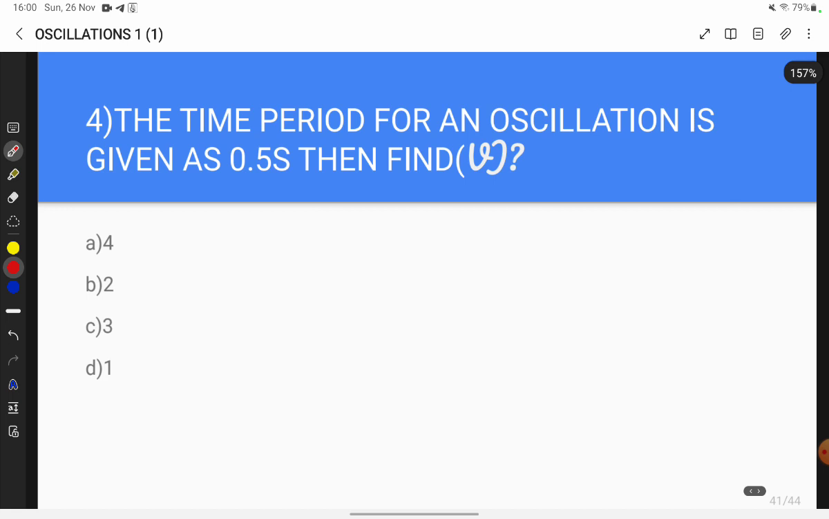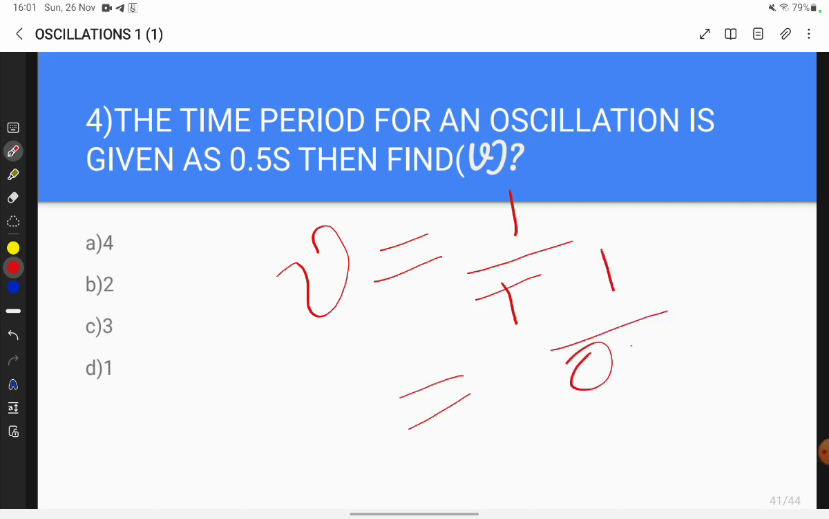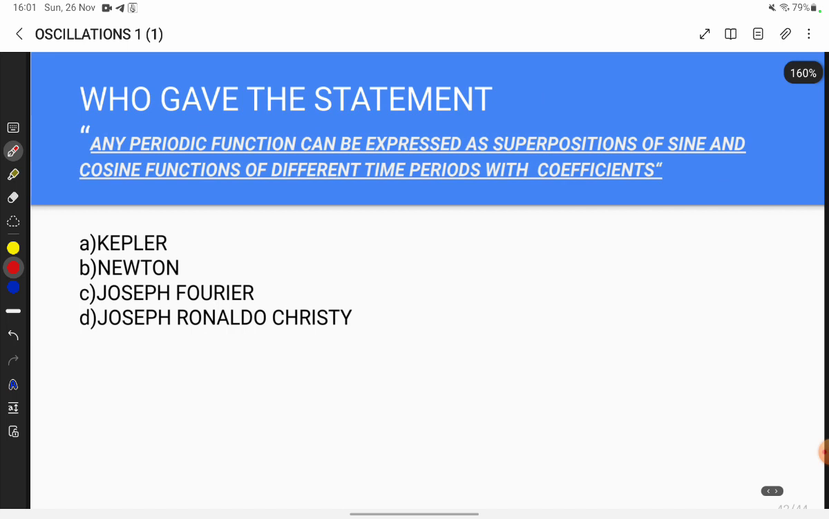Next, the time period for an oscillation is given as 0.5 seconds. They give the time period. Let's find out the frequency. Frequency nu is equal to 1 by T is equal to 1 by 0.5. The answer will be 2. Option B is the correct answer. Next, who gave the statement, any periodic function can be expressed as superposition of sine and cosine functions of different time periods with suitable coefficients? This is a direct NCERT bit. Option C is right. Joseph Fourier, we have already studied about it.